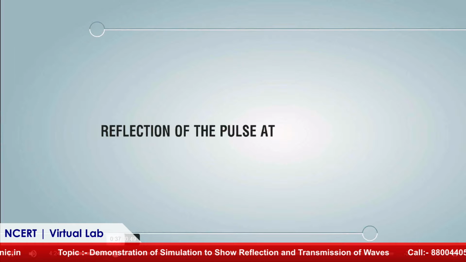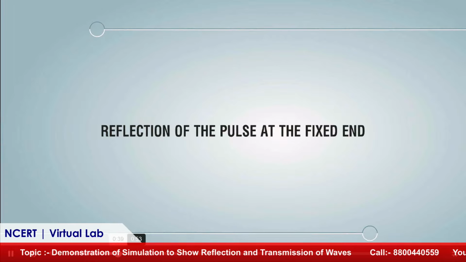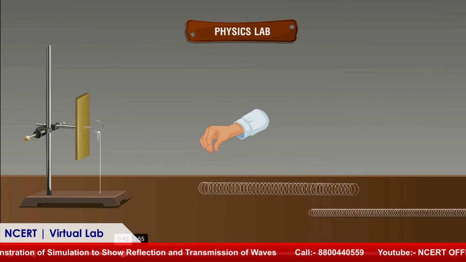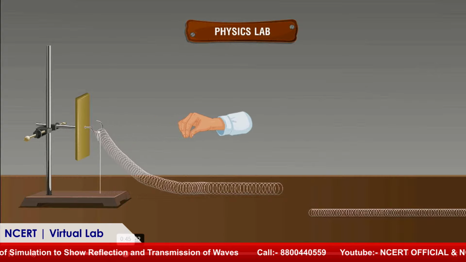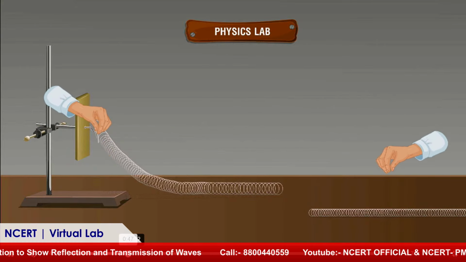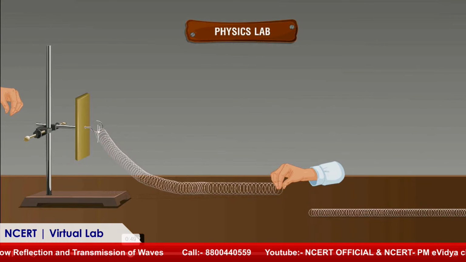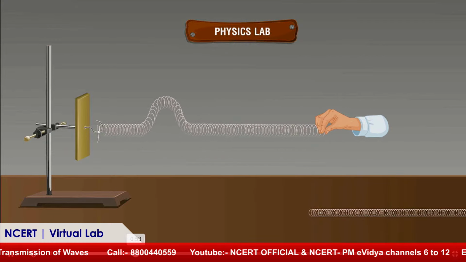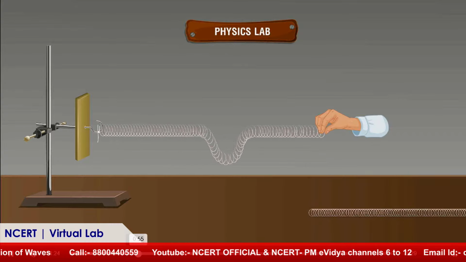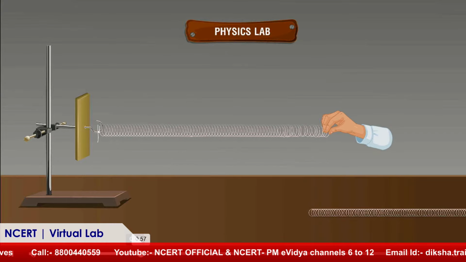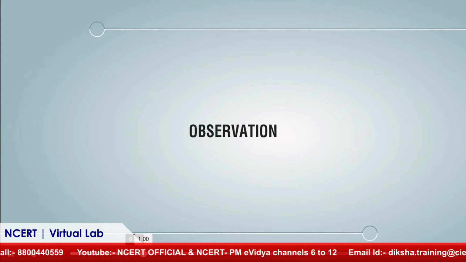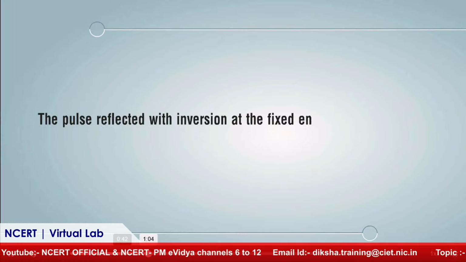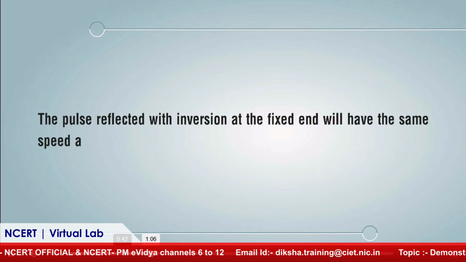Reflection of the pulse at the fixed end. Take the slinky and tie one end to the steel hook. Hold the other end of the slinky by the hand. Stretch the slinky. Give a pulse to the free end of the slinky. Observe the reflection of the pulse at the fixed end. Observation. The pulse reflected with inversion at the fixed end will have the same speed as incident pulse.